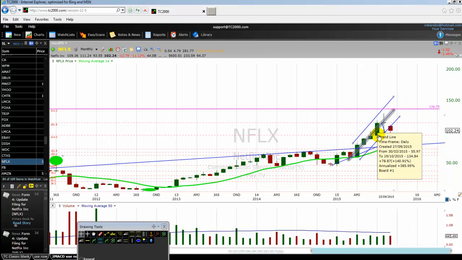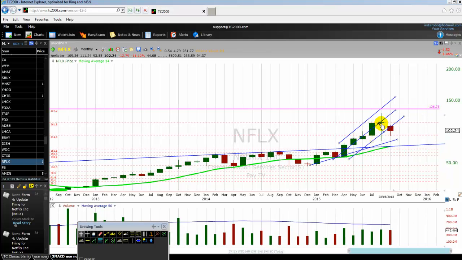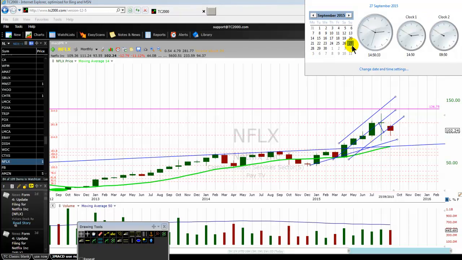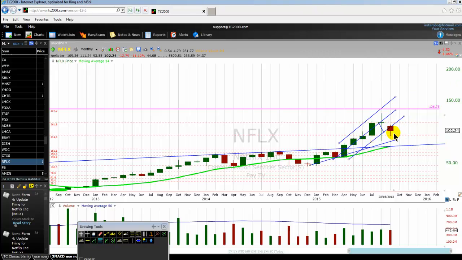We have one that is developing here. We have a doji followed by a bearish candle. This candle here is the month of September 2015, because today is the 27th of September 2015. This monthly candle is not yet closed, so this bearish candlestick pattern is not yet completed. We will wait until this candlestick bar is closed. Then we will have a doji and a bearish candlestick pattern.